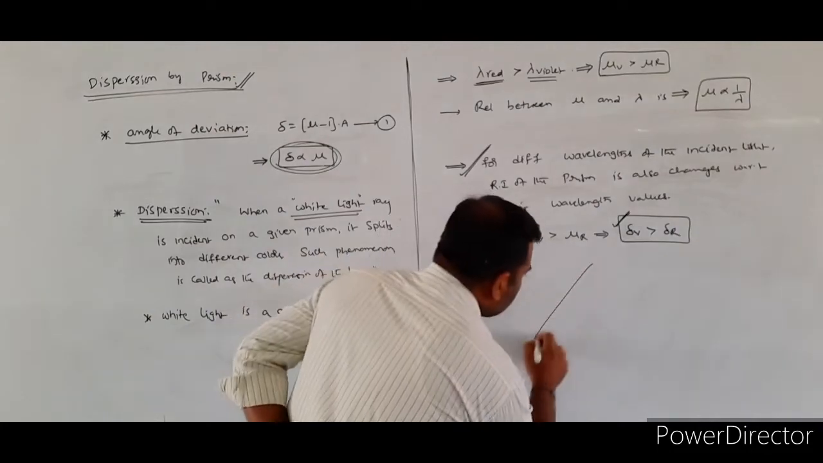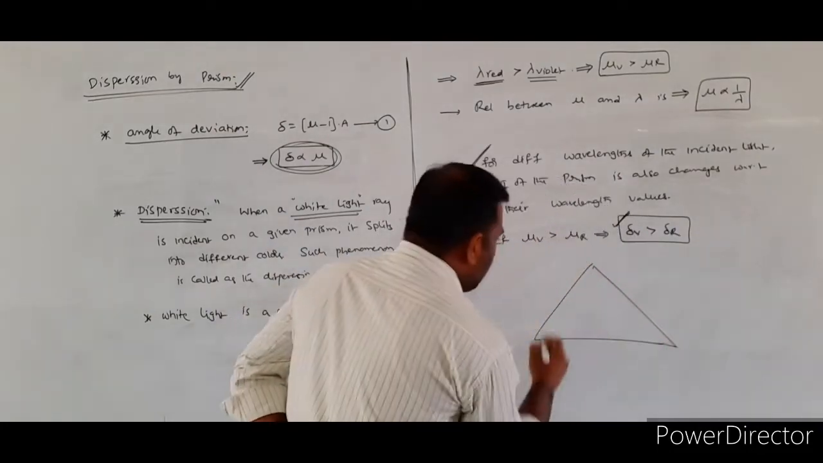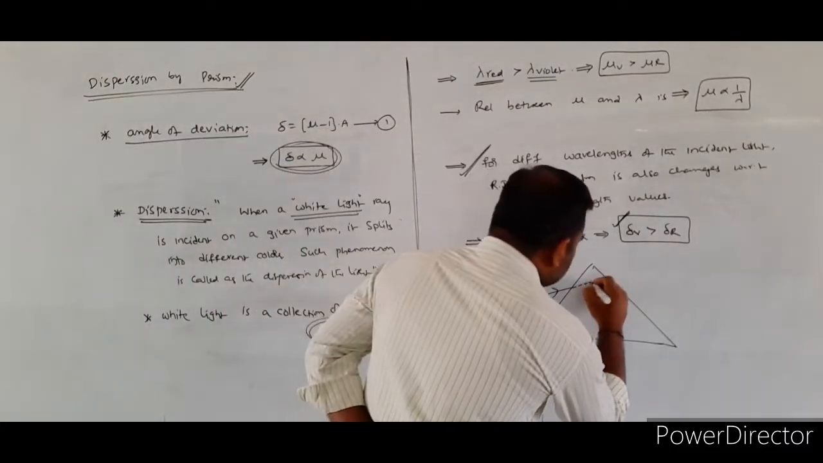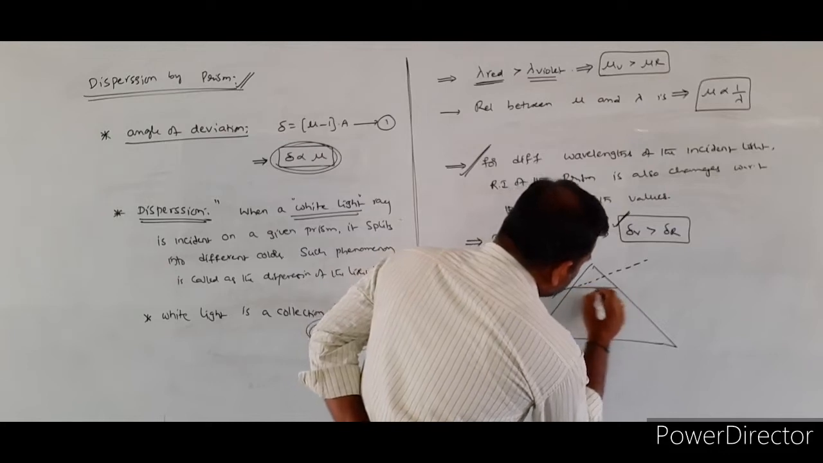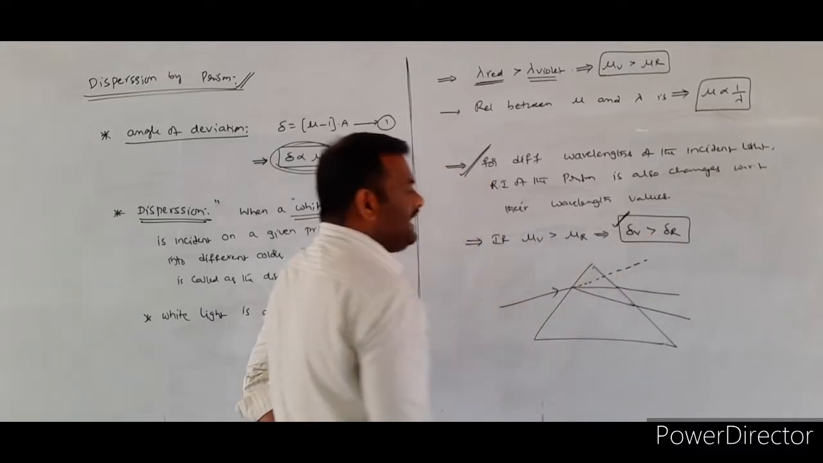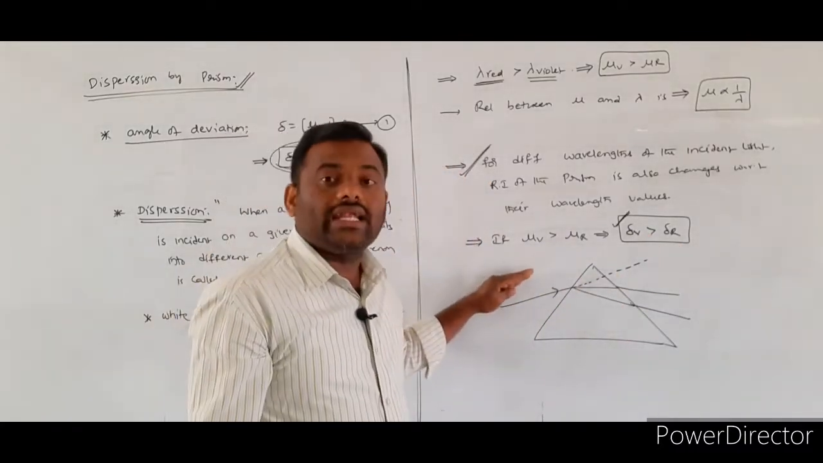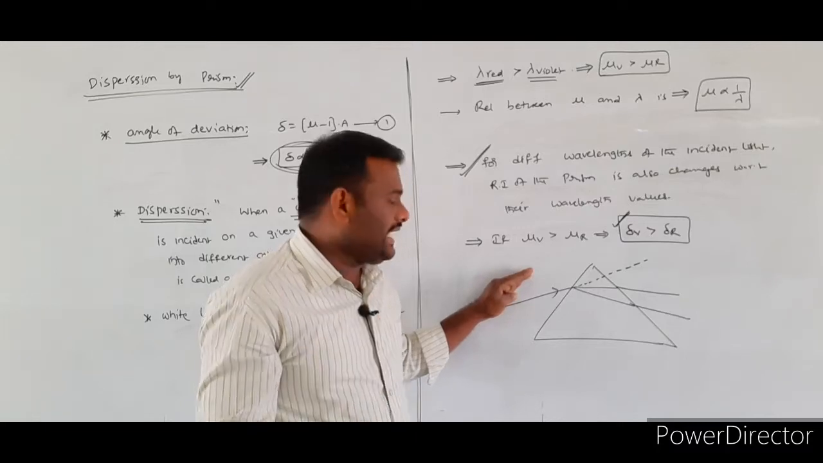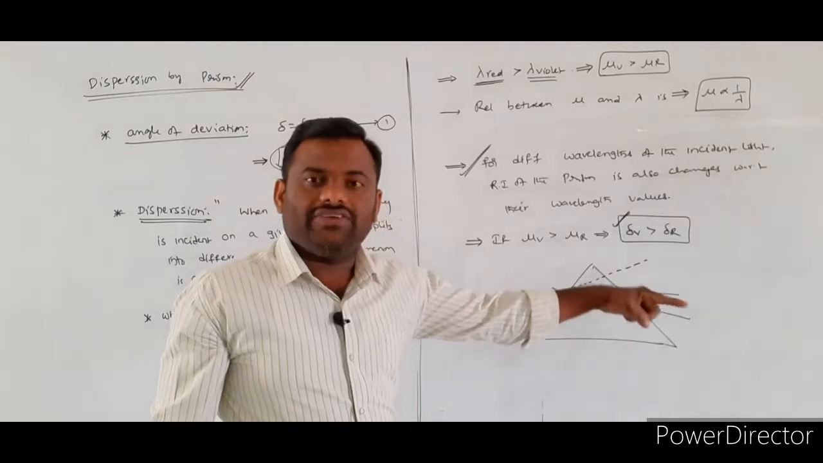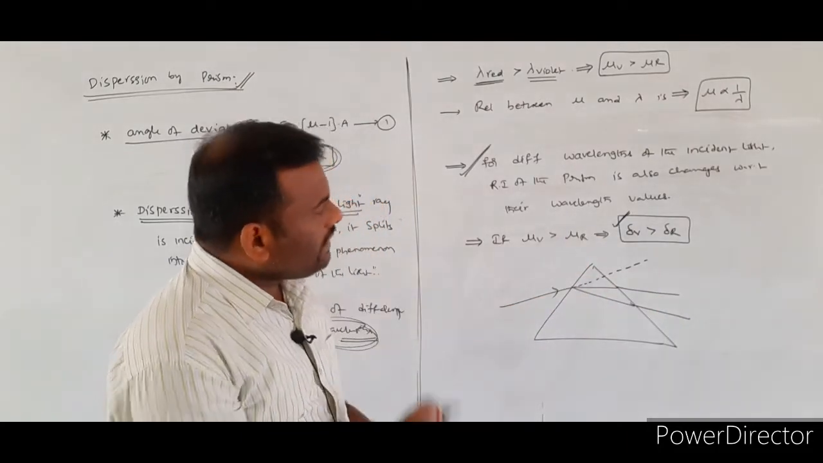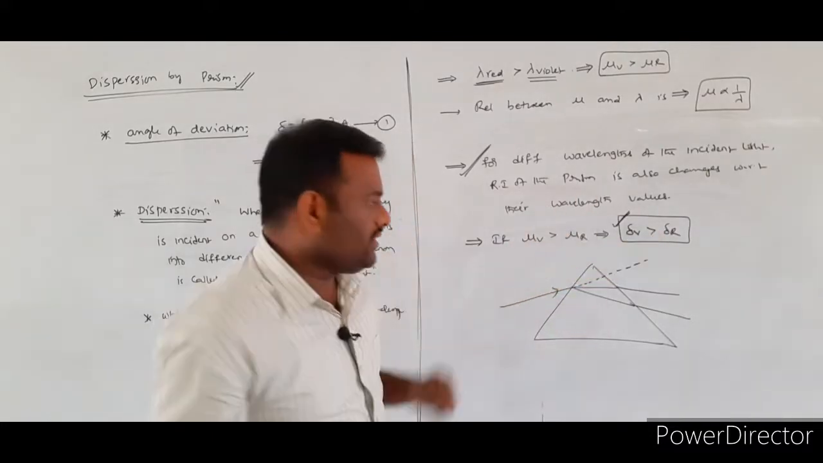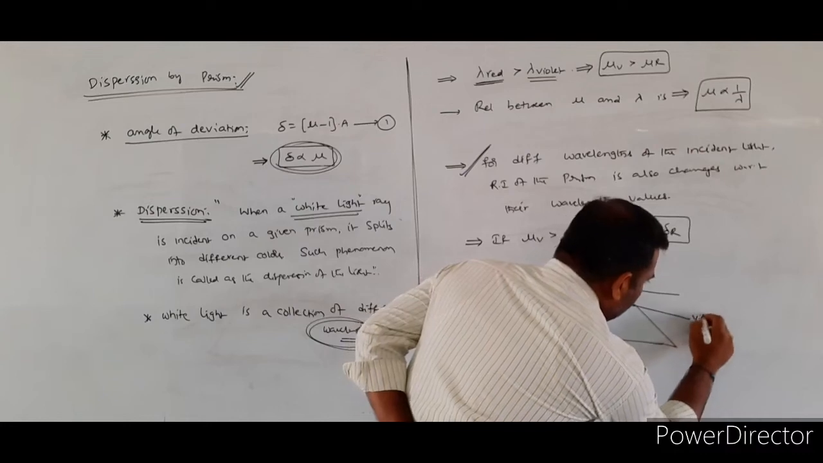If you look at the ray diagram, I am assuming that this is the incident white light ray. Whenever this light ray is incident on the prism, it will be split into different colors. What does this dotted line indicate? The initial path of the incident light ray. Because of the dispersion, these light rays are deviated in different directions. Just now we said the violet color light gets the more deviation and the red gets the less deviation. So what does this light ray indicate?